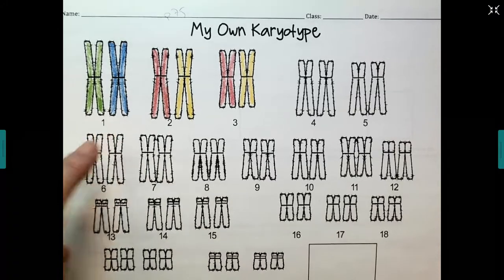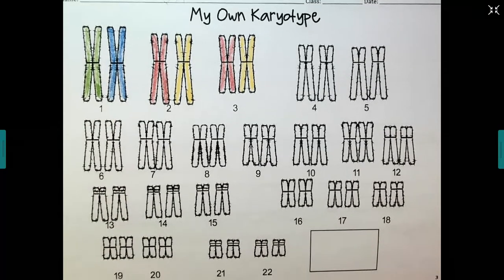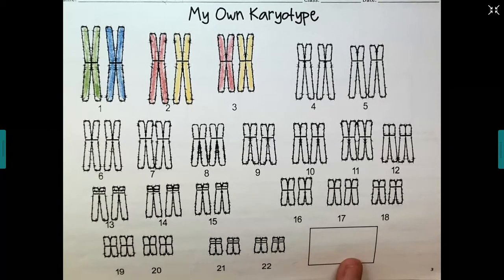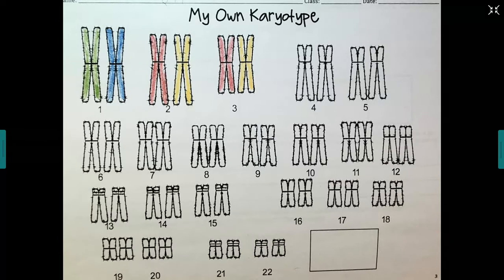I'm going to pause the video so that you can do this on your own. And then once you get to the last chromosome pair, the sex chromosomes, you can unpause the video and we'll move on from there. Okay, see you in a second.